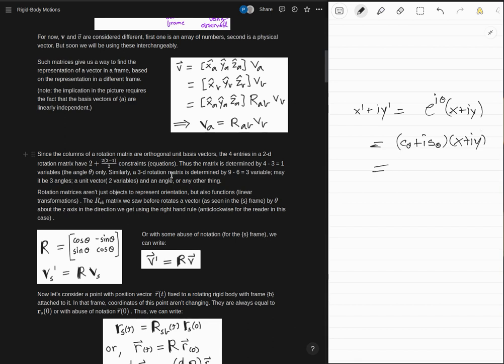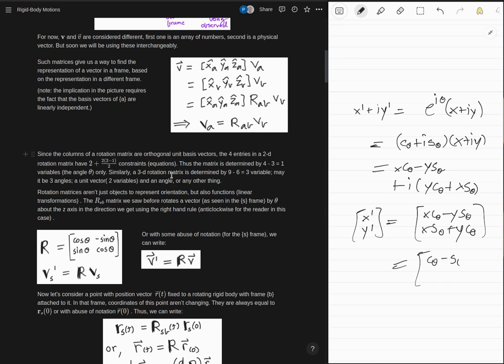So this is its real part, it will just be x cosine theta minus y sine theta, and its imaginary part will just be y cosine theta plus x sine theta, right? So now if I convert this to vector notation, it's like this: x hat, y hat, that's equal to x cosine theta minus y sine theta, and over here you got x sine theta plus y cosine theta.